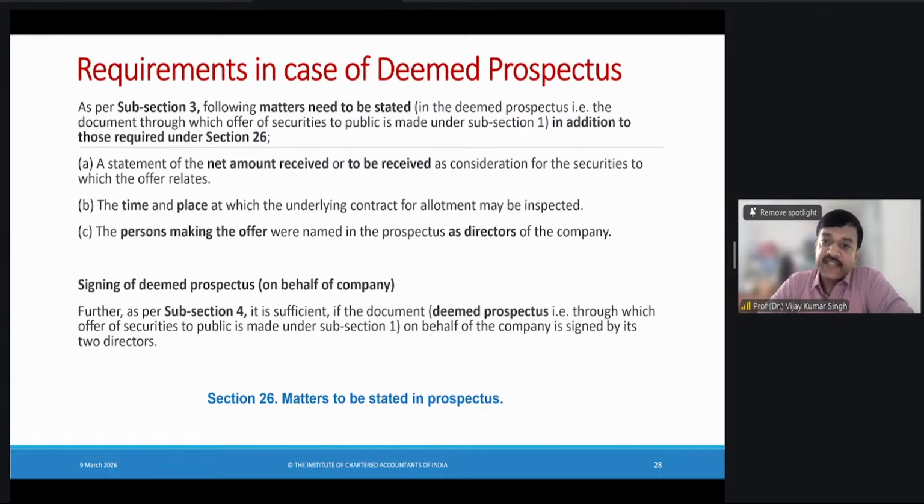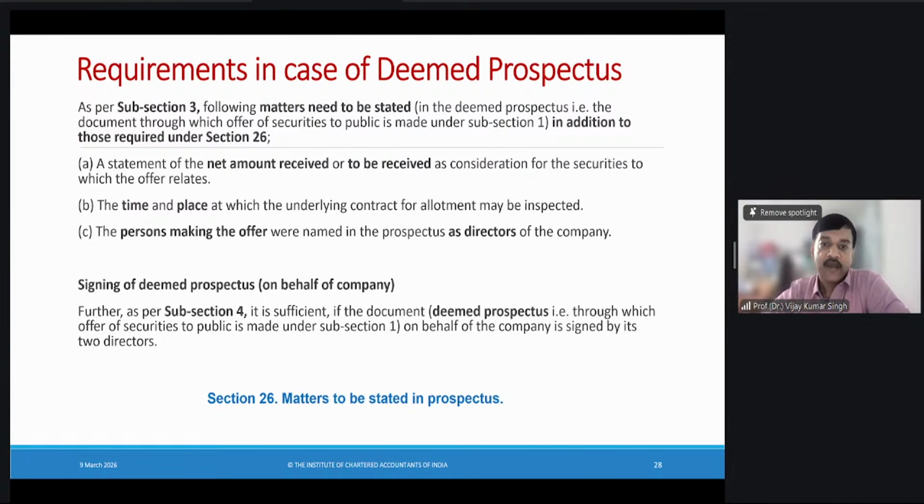So there are three additional things required in the document: a statement of the net amount received or to be received as consideration; second, the time and place at which the underlying contract for allotment may be inspected. Initially this document was not a prospectus, so it was not available to everybody for inspection, and hence there is this requirement. Once you consider it a prospectus, you declare the time and place. And the third is that the persons making the offer are named in the prospectus as directors of the company.